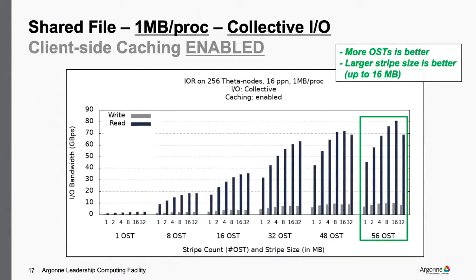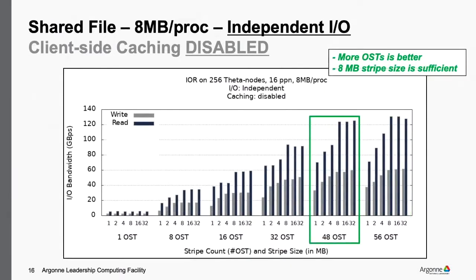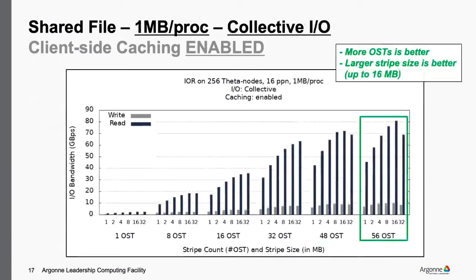All right, so here is a similar graph. You'll notice, I'll just go back for a second. Look at the Y range. Here our top is 140 gigabytes per second, and here it's 90. Again, you'll see the same effect: increasing the number of OSTs increases performance.